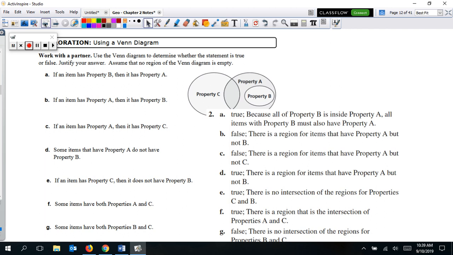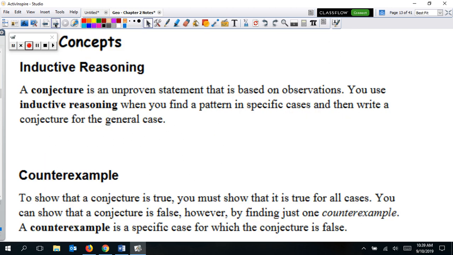So as we get into our core concept, you might want to take out your highlighter as we go through here. This has all of the vocab that you need to know for yourself. And really the main part of this chapter, again, is just learning the vocab, learning what these words mean. Starting with inductive reasoning. A conjecture is an unproven statement that's based on observations. What is a conjecture?